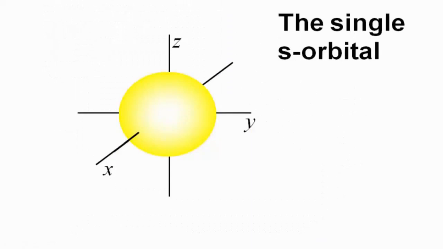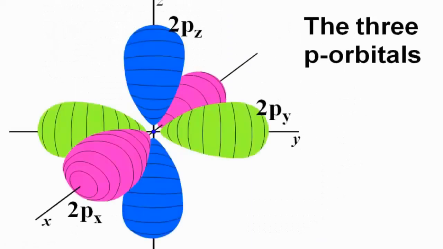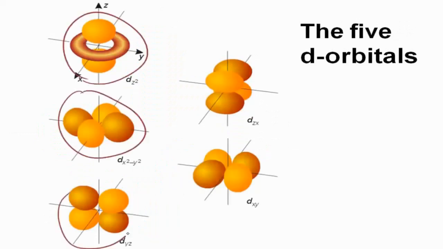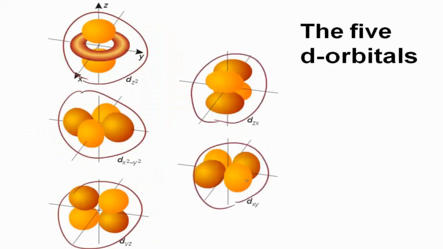There's only a single s orbital at any one energy level. There's the 3p orbitals with this shape. There are 5 d orbitals, and this is their shape. So each one of these is a single orbital, and each one of these can have at most 2 electrons.